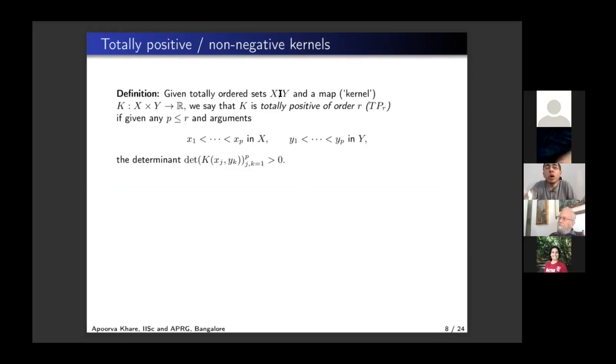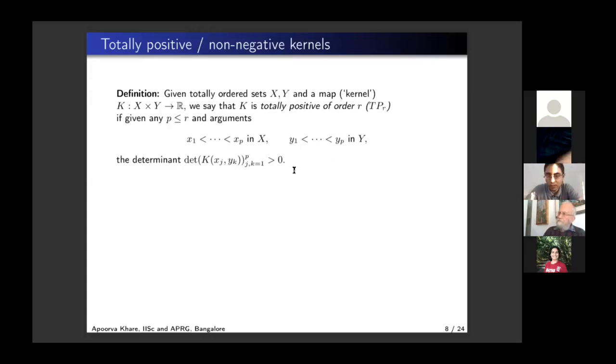You just need totally ordered sets in the domain. Given two such sets and a kernel from X cross Y to R, you say that it's totally positive of order R if for any size P less than or equal to R, all the P by P minors are positive. Meaning you take P many x's, arrange them in increasing order, take P many y's, arrange those in increasing order, and then you look at the determinant. That should be positive.